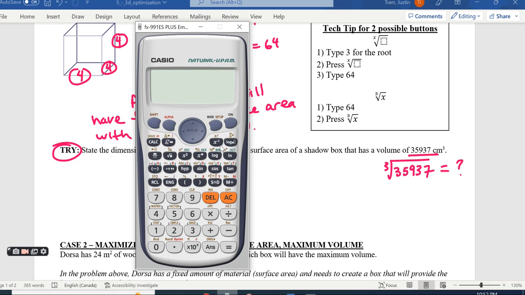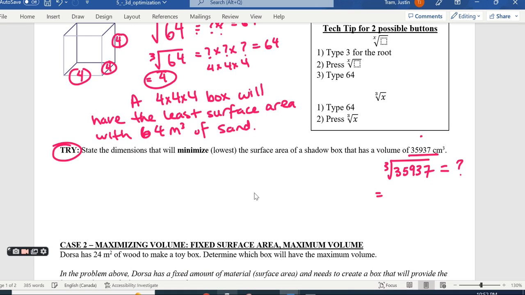So then I have a volume, I'm going to shift, and then 3, 5, 9, 3, 7, giving me 33. Okay, so this would give me 33 centimeters. So I know that a box, a cube I should say, 33 by 33 by 33.